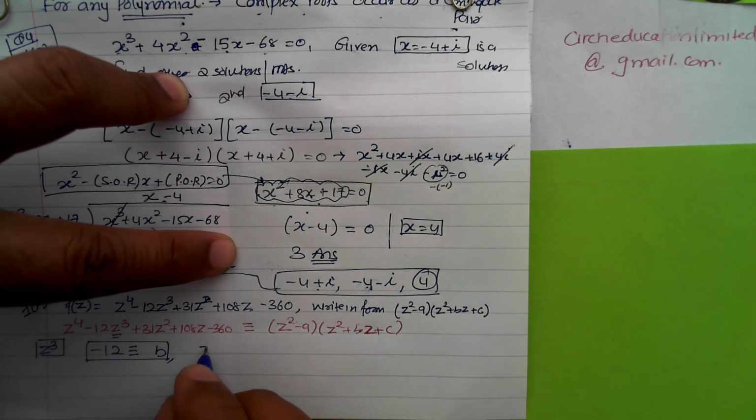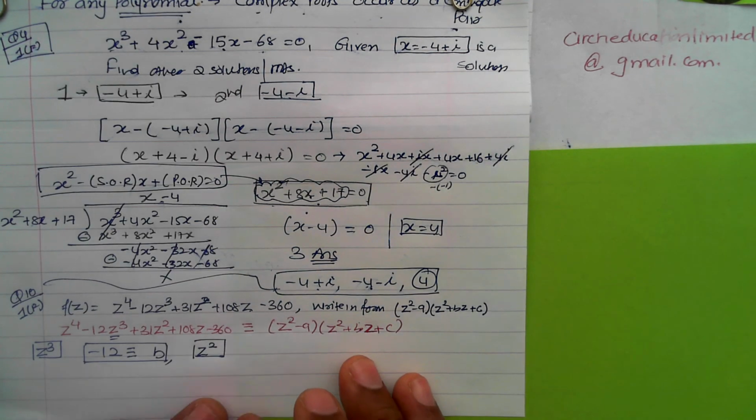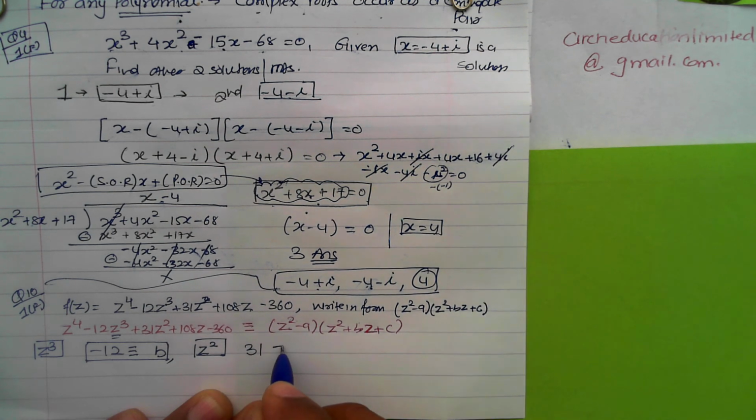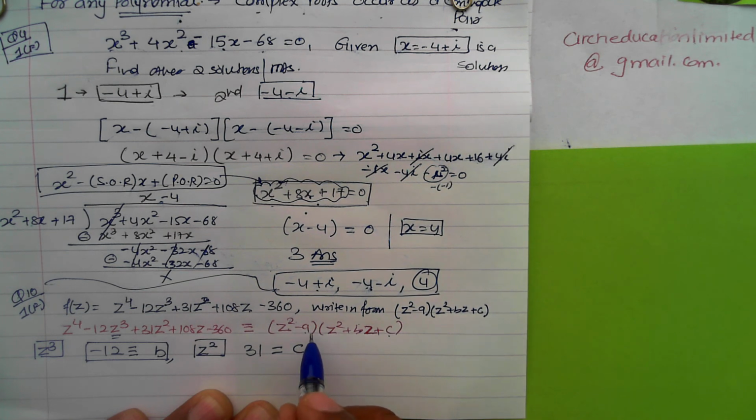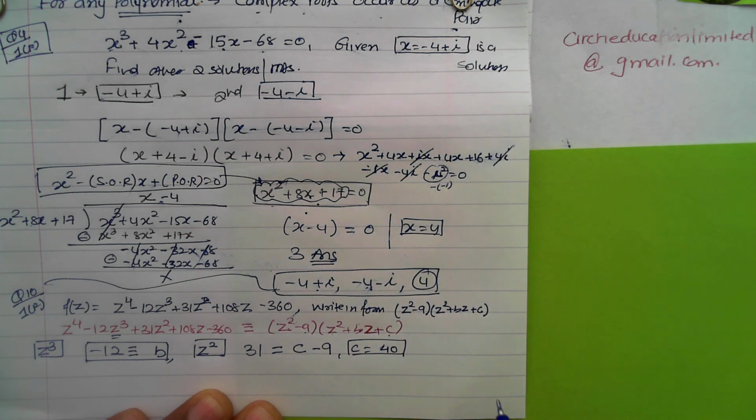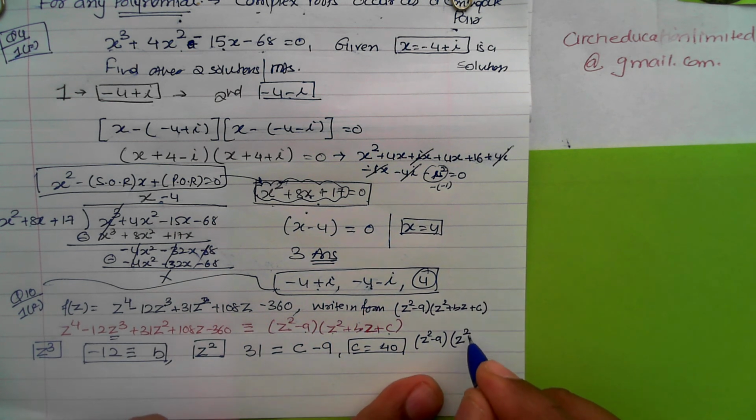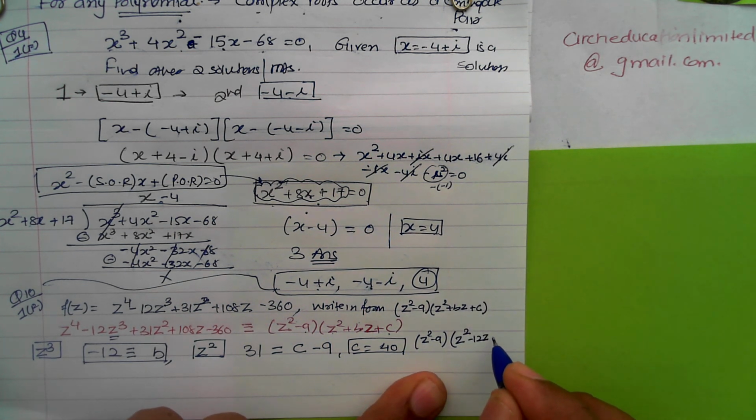Okay, let's say comparing coefficients of z squared now. In z squared terms, I want to get z squared times c, which will be, on the left side it is 31, equal to z squared times c, which is c. Then minus 9 times z squared is minus 9, and this is it. I cannot get any more z squared terms. So c gives me 40. Right, so the answer of this would be z squared minus 9 times z squared minus 12z plus 40. Okay, hope this is right.